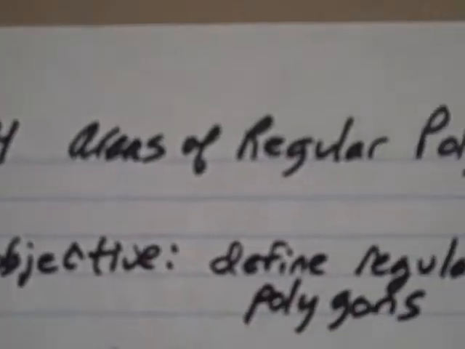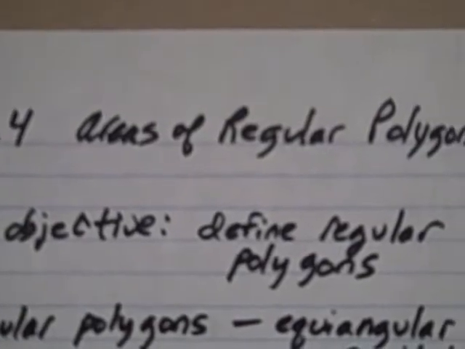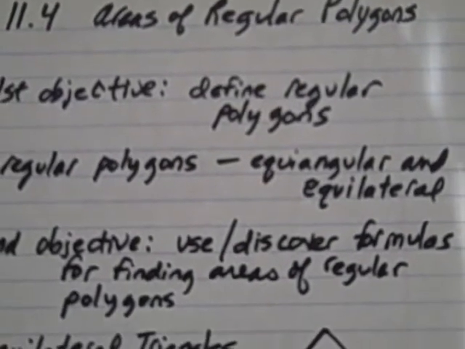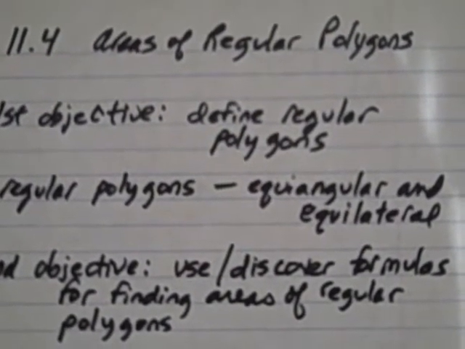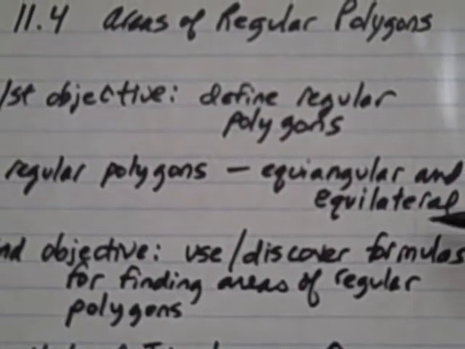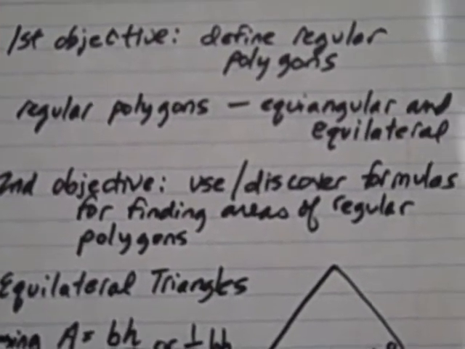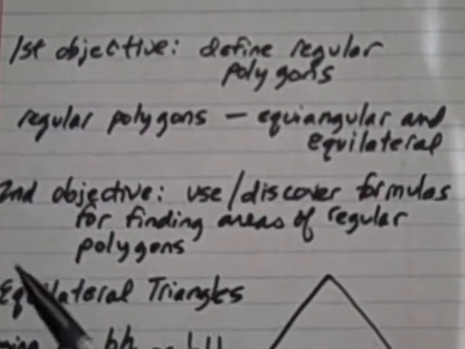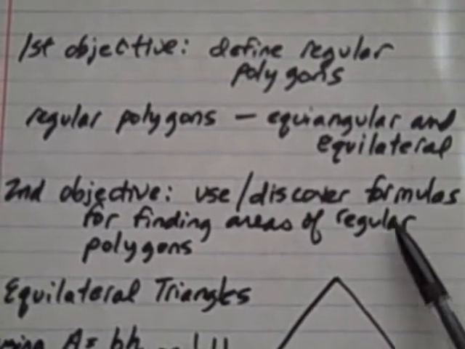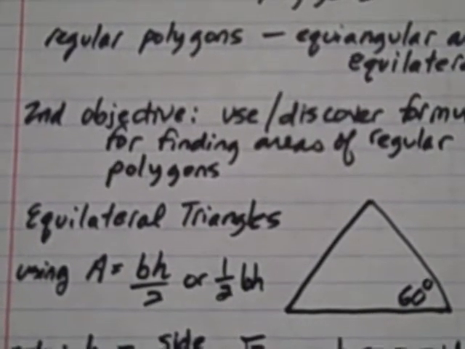Okay, so if we're going to find areas of regular polygons, we better be able to define regular polygons. Regular polygons are equiangular and equilateral. That means that they have all equal angles and all their sides are the same length. And we've studied those before, so that's just kind of a review. Our second objective here is to discover and use formulas for finding areas of regular polygons. And we're going to start with the equilateral triangle.